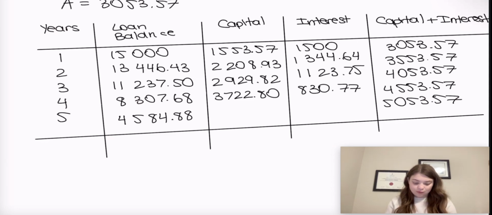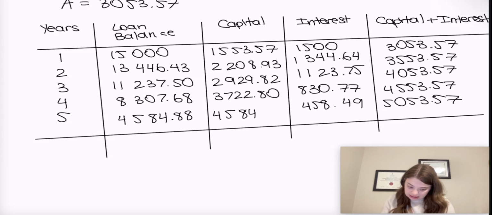Well, let's multiply by 0.1. And we get that we have to pay $458.49 of interest. And so the rest can go to capital, so we can subtract that number from $5,053.57, which is our payment for that year. And so therefore it's $4,584.88. And so there we go.